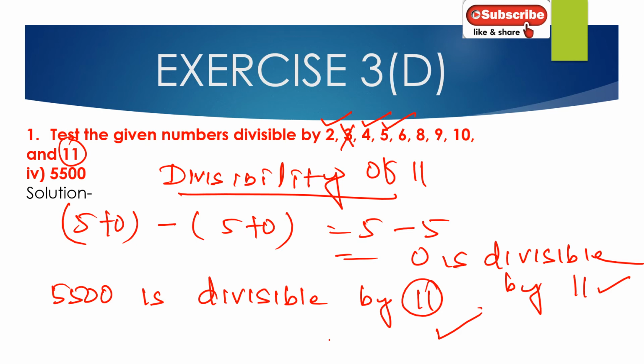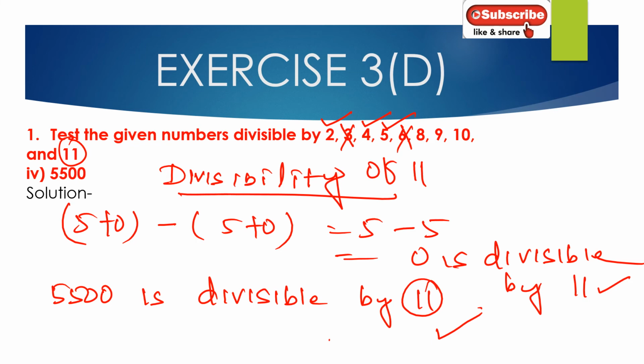Now the number is divisible by 6 or not. The number 5500 is divisible by 2 because its last digit is 0 which is divisible by 2, and the sum of digits is 10 which is not divisible by 3. So if the number is divisible by both 2 and 3 then the number is divisible by 6. Here 5500 is divisible by 2 but the number is not divisible by 3. So this number 5500 is not divisible by 6.